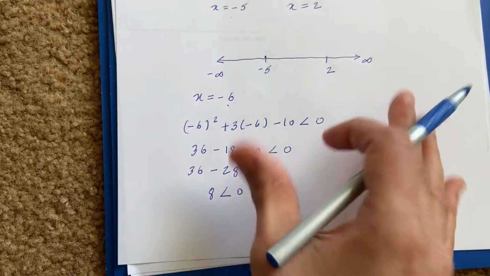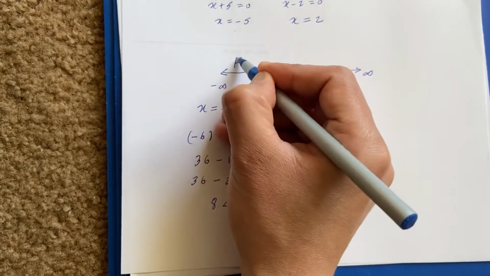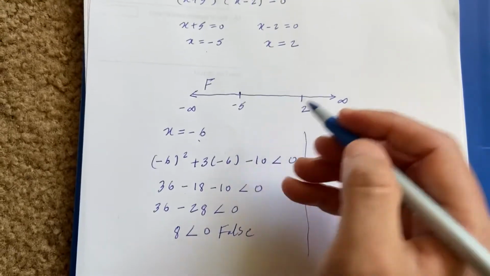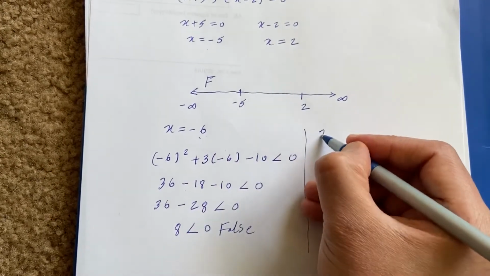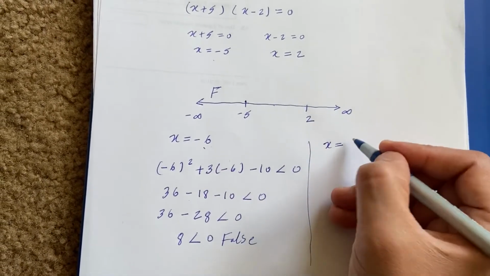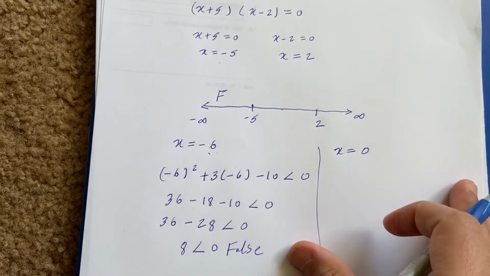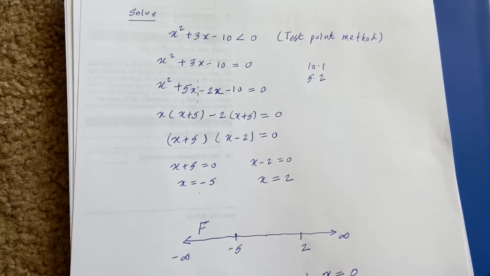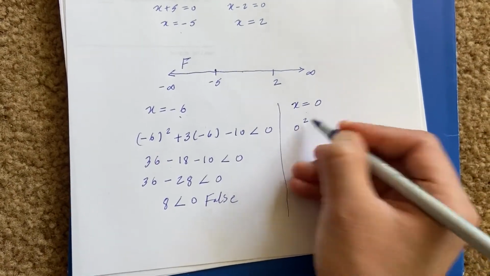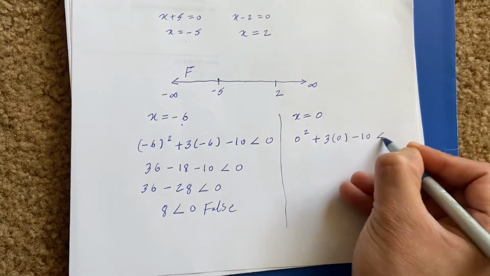So that means if you pick any point in this region, it's always false, so this region is not true. All right. Similarly, pick any point in this region. Just to make it easy, let's say x is 0. If x is 0, again plug this value into the original equation, so you get 0 squared plus 3 times 0 minus 10 is less than 0.